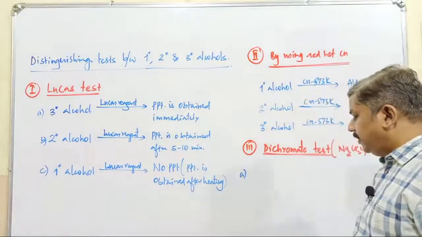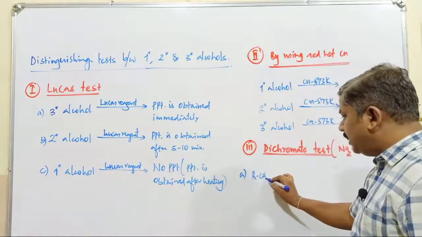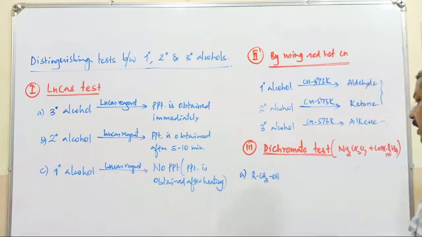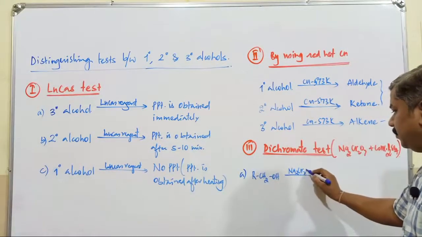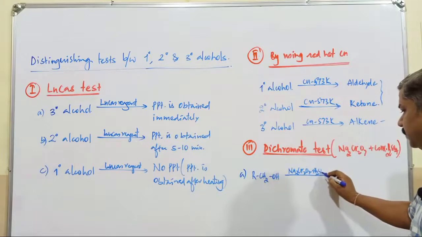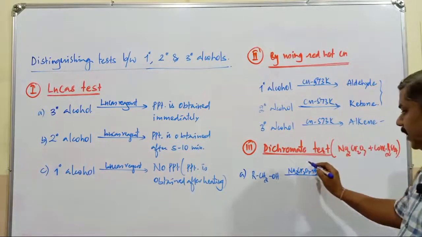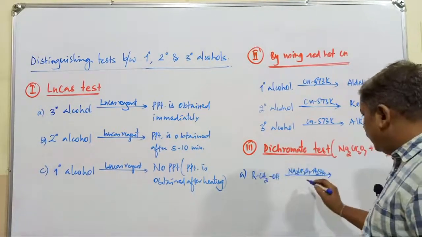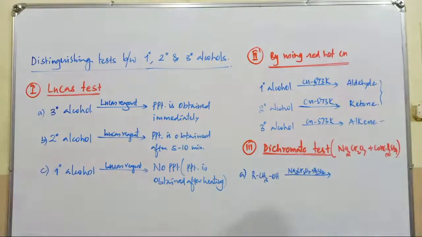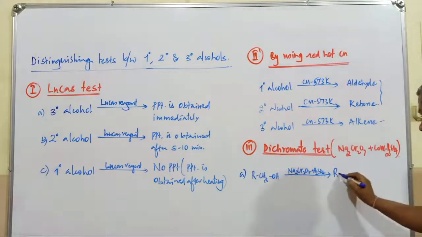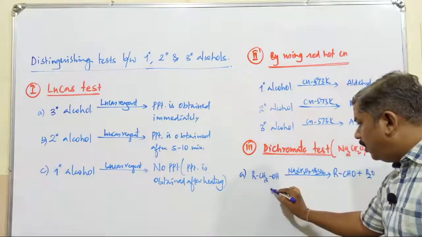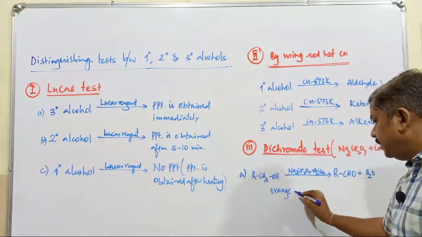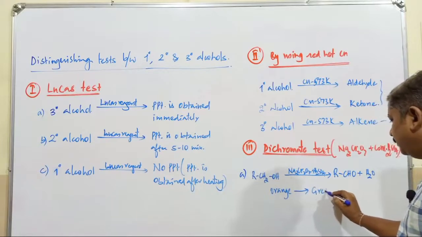In case of the first one, if the alcohol is RCH2OH and it is treated with Na2Cr2O7 plus H2SO4, dichromate, the color after adding this is orange. On oxidation, a primary alcohol gets converted into what compound? Aldehyde, plus H2O. Here, orange color converts into green color.